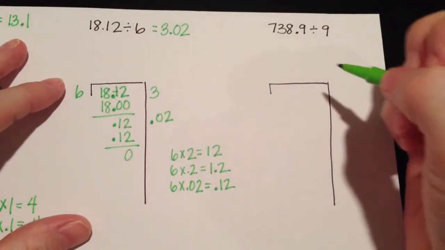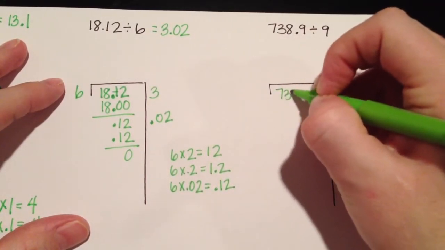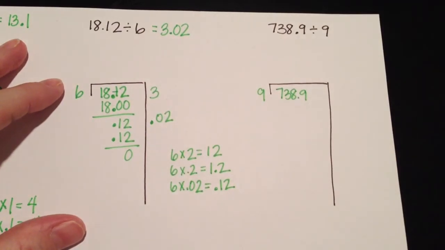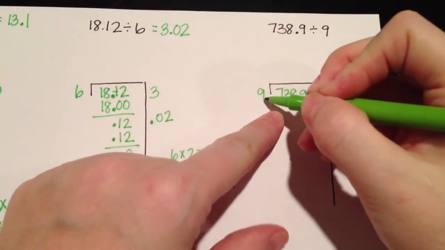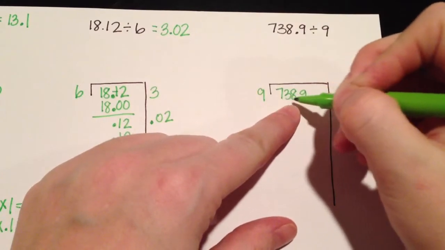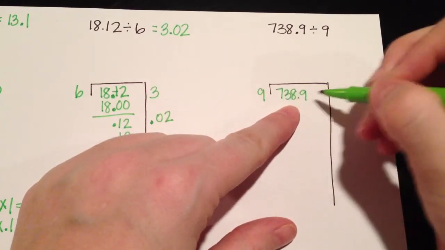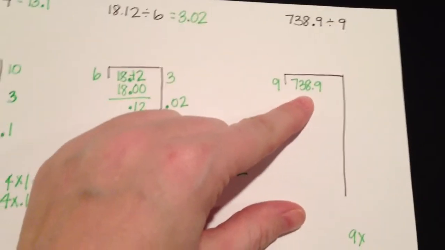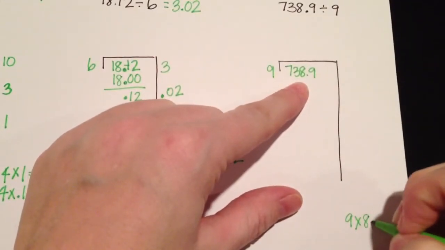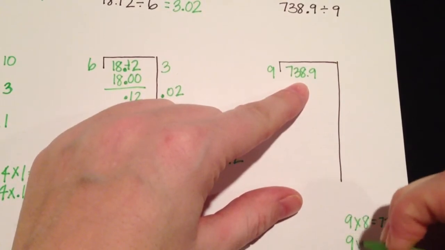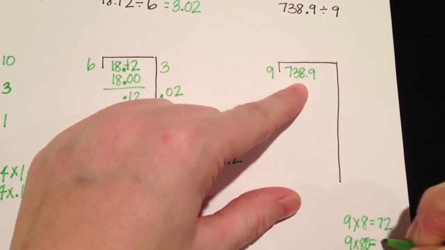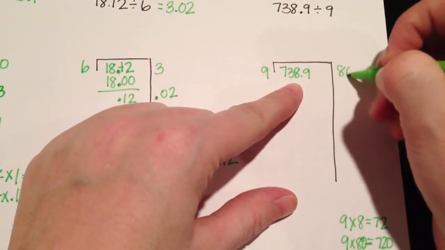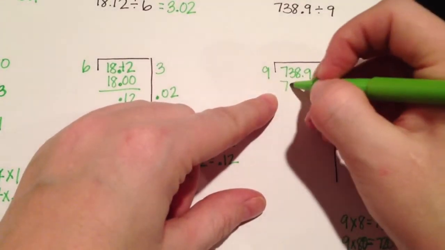All right, and the last problem on your check-in was 738 and 9/10 divided by 9. And again, we're going to look at whole numbers. So I'm looking at this 73 here, even though it's 730. I know that 9 times 8 is 72. That means that 9 times 80 is 720. So I'm going to use 80 there and get 720.